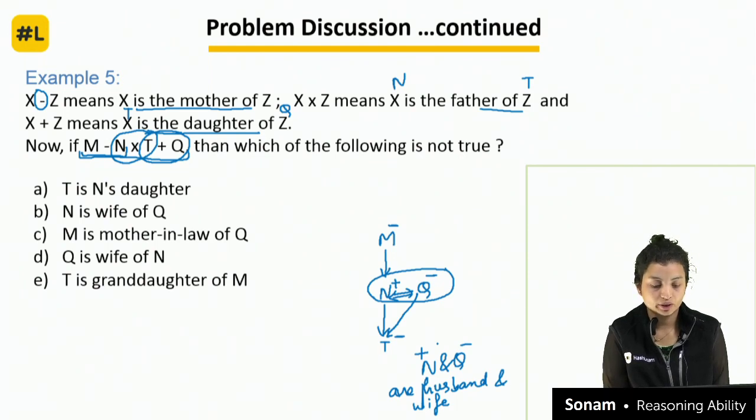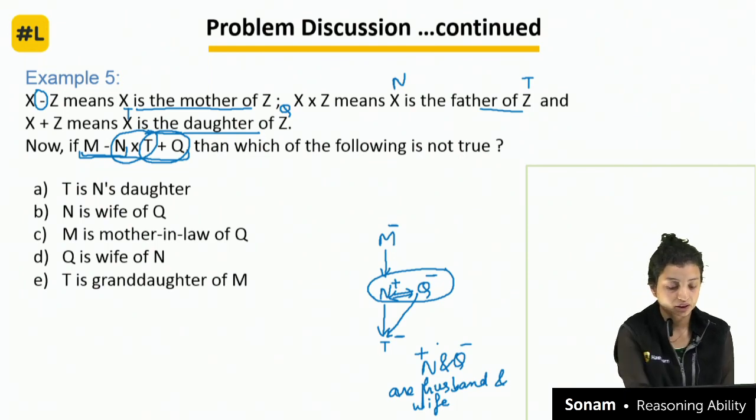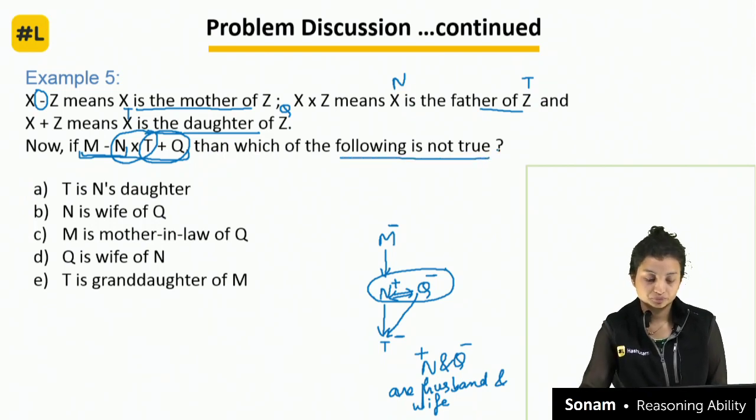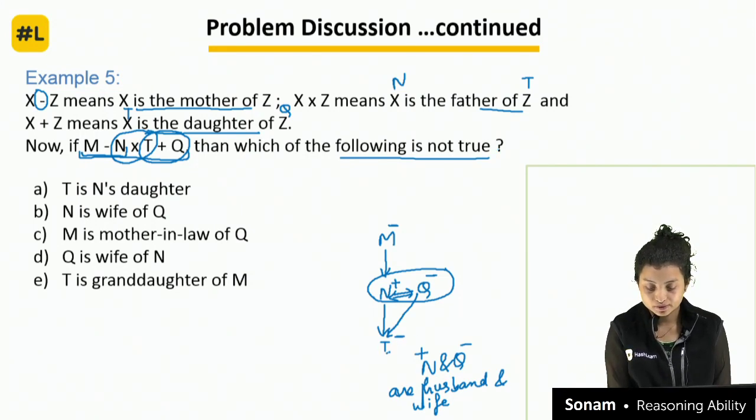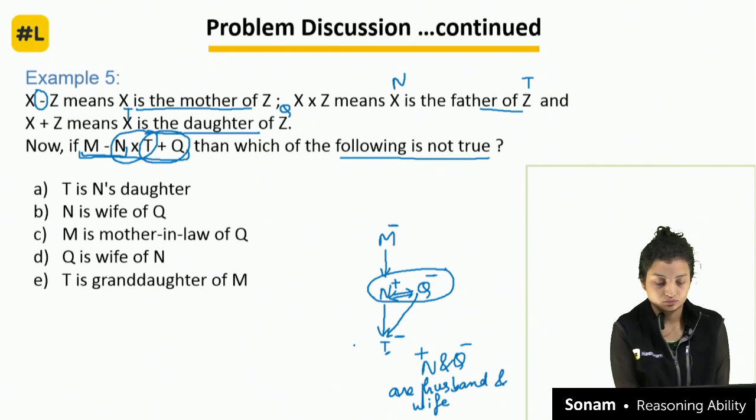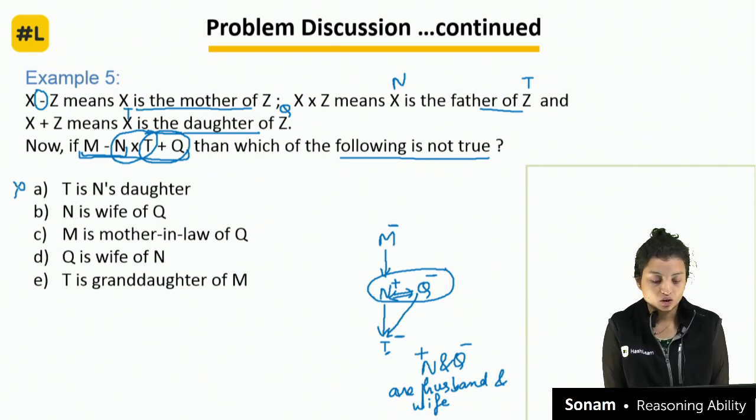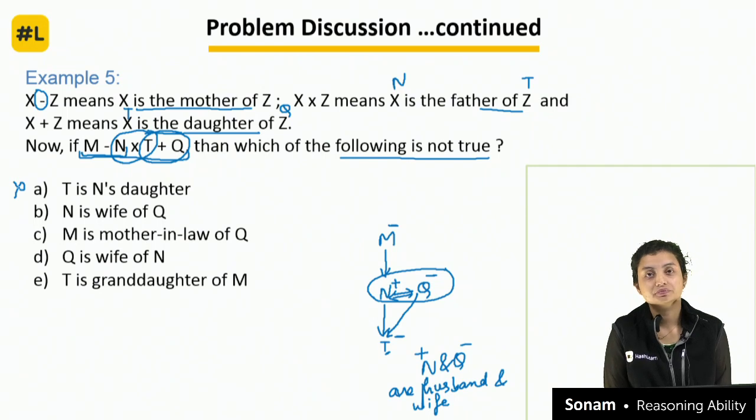Okay, let's read the question. Let's read the options given and we need to find which of the following is not true. First option, T is N's daughter. Yes, T is female and T is N's daughter. So this is not my answer. Okay, second option, N is wife of Q.